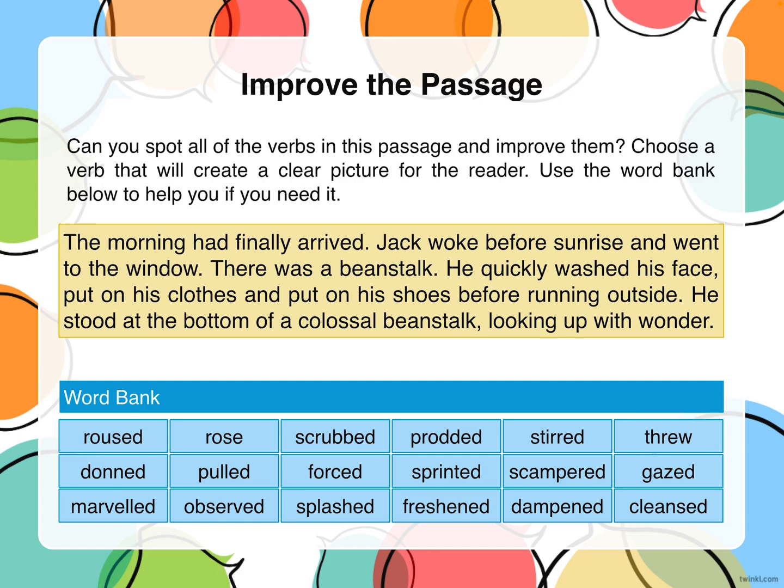Can you spot all of the verbs in this passage and improve them? Choose a verb that will create a clear picture for the reader. Use the word bank below to help you if you needed it. Right, so what I would like for you to do is I want you to write the passage into your remote learning jotter, okay, just as you see it in the yellow box, okay? You might want to double line it, so you might want to leave a little space because I'm not going to get you to rub out the words.